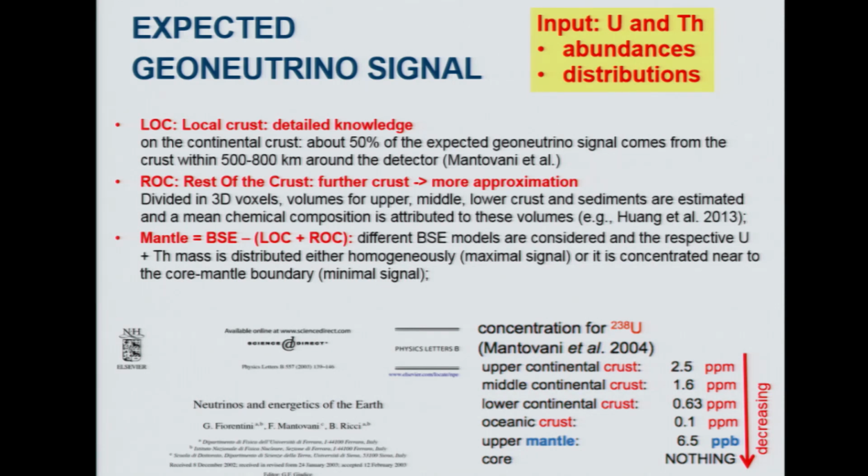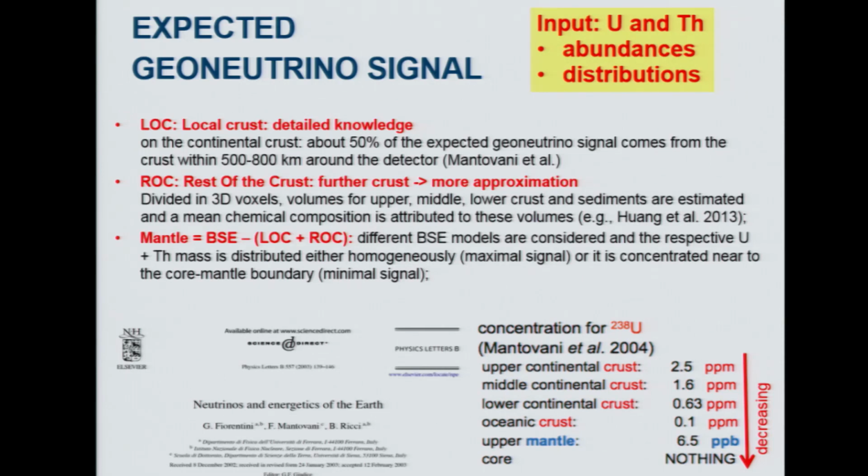Then how do we do the expected geoneutrino signal calculation? If you know the abundances and distributions of uranium and thorium, it's easy. It's just an integral. However, we don't know these things with precision. And here I would like to underline the work of the group of Gianni Fiorentini and Fabio Mantovani in Ferrara, who pioneered this kind of work in the early 2000s.